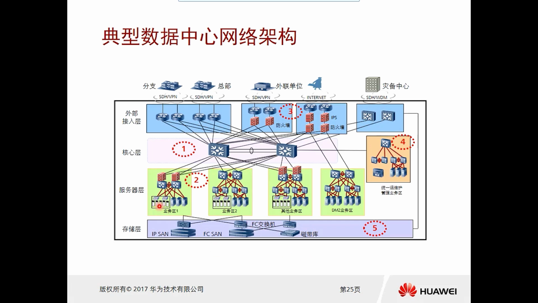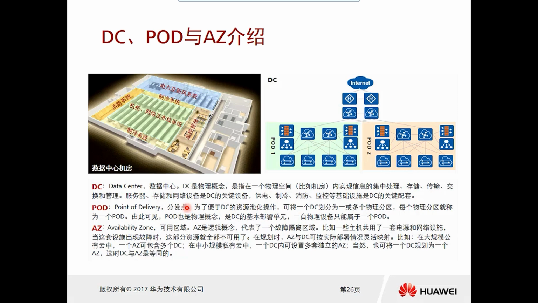Since we've looked at the logic, let's take a quick look at the typical physical networking architecture. The network architecture corresponds to it. The vertical stratification just now is also good: external access layer, core layer, server layer, and the storage layer, still in different partitions. After we put these physical devices in, you will find this is the data center's typical network architecture.